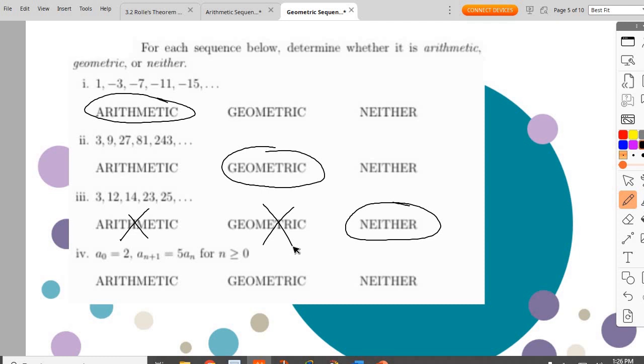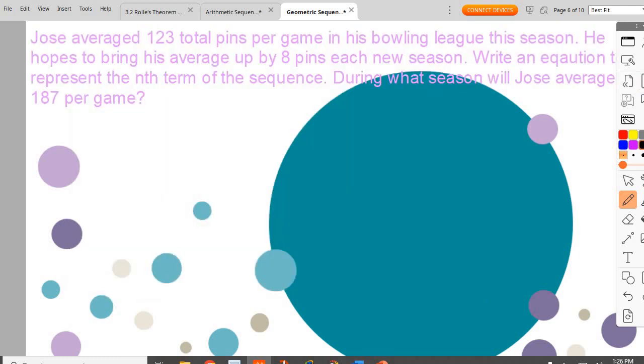It's recursive, right? Because notice that my a sub n plus 1 is based upon my a sub n, which means the next term is based upon the last term, which means it's recursive, which is not either one of those. Are we all okay with that? Alright, we ready to look at some application problems? Yes.